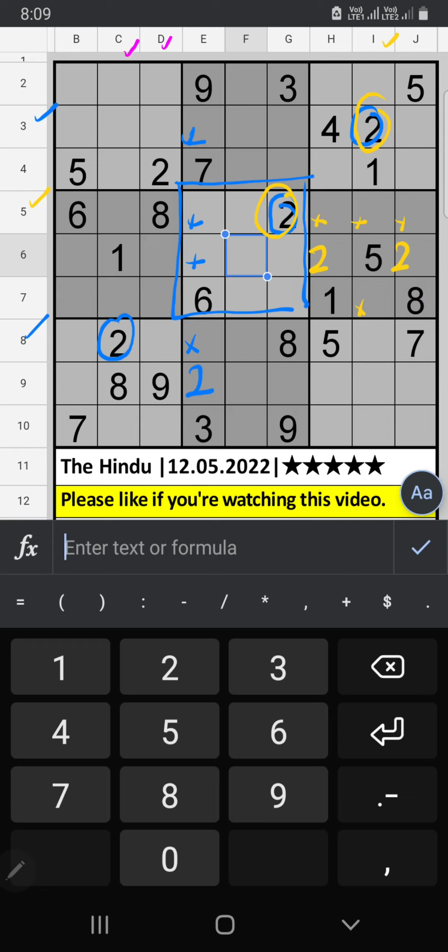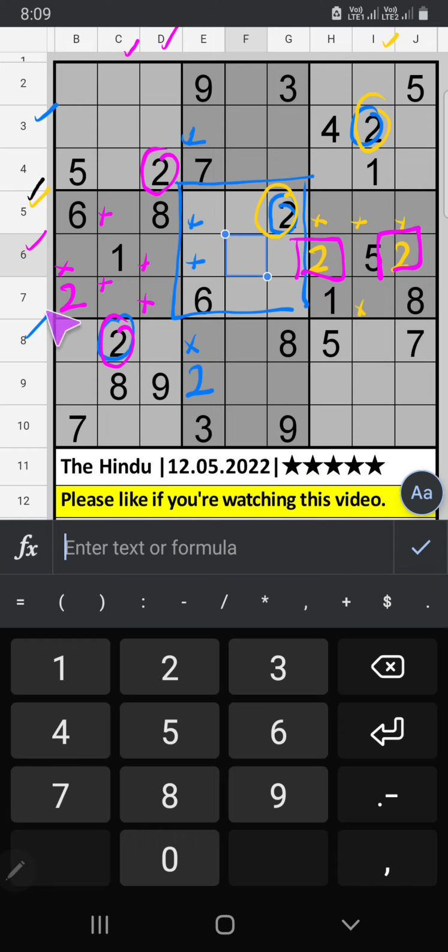Column C, column D we have 2. So 2 can't come in these cells. 2 will come in any of the 2 cells. 6th row we already have 2, so 2 can't come in this cell, then 2 is confirmed here.